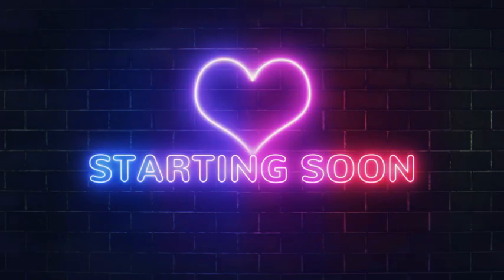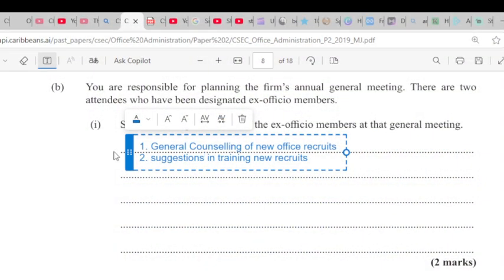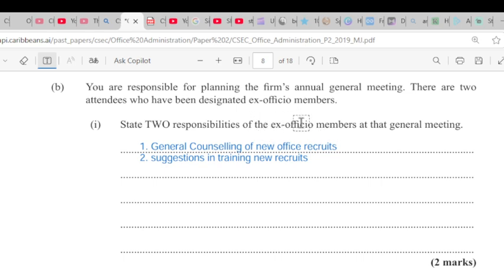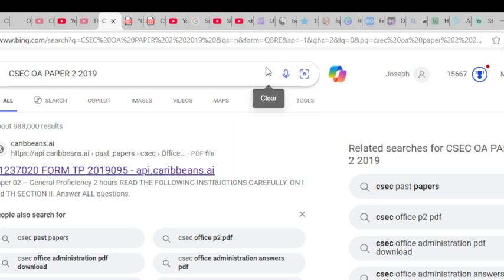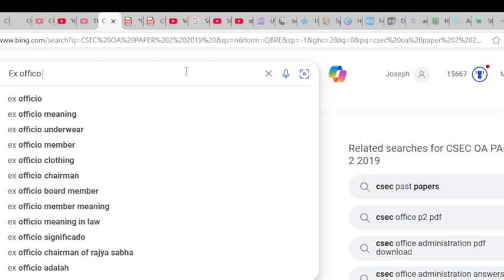So let's look back at the question exactly. It says, state the responsibilities of the ex officio members at the general meeting. Let's take a look at what the term ex officio members actually means.